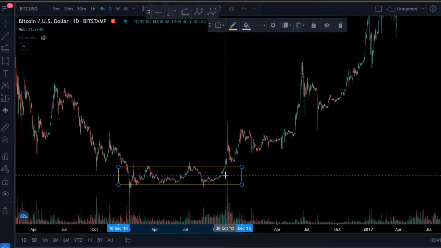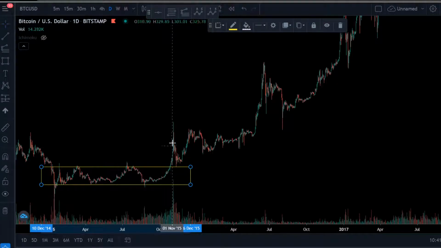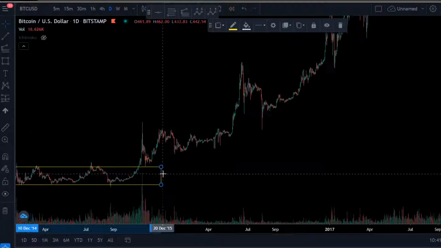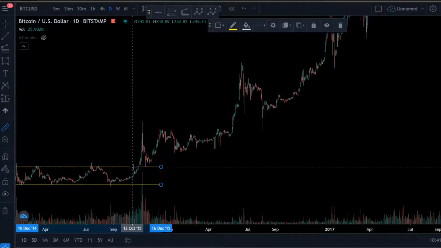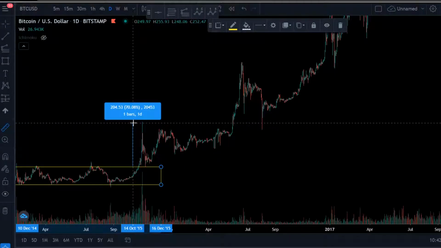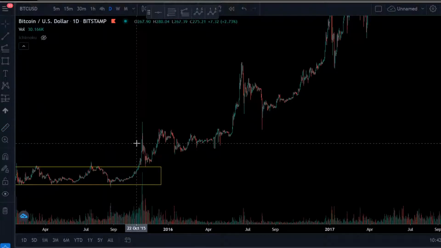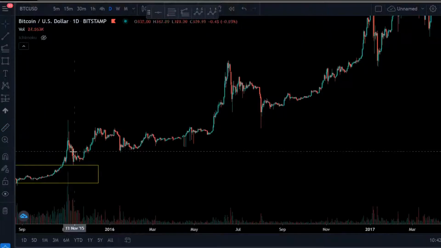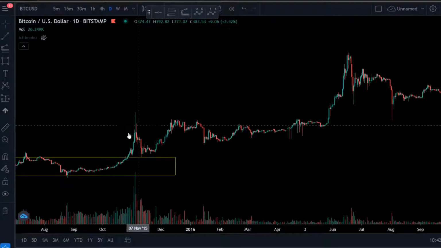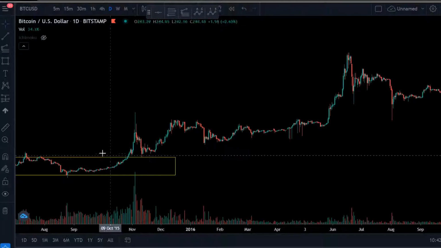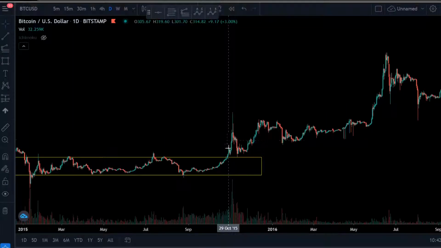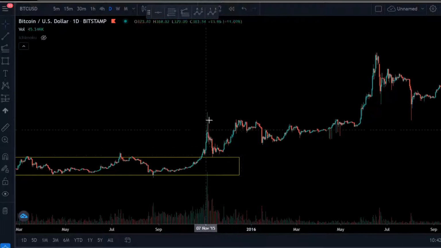Now you can see once we broke out of this range, the top of the range, we went parabolic. From the breakout it went 70% gains. It went overly extended, and it came back to touch the resistance and make it support. So that's the first example of resistance turn support. This is an amazing dip opportunity.